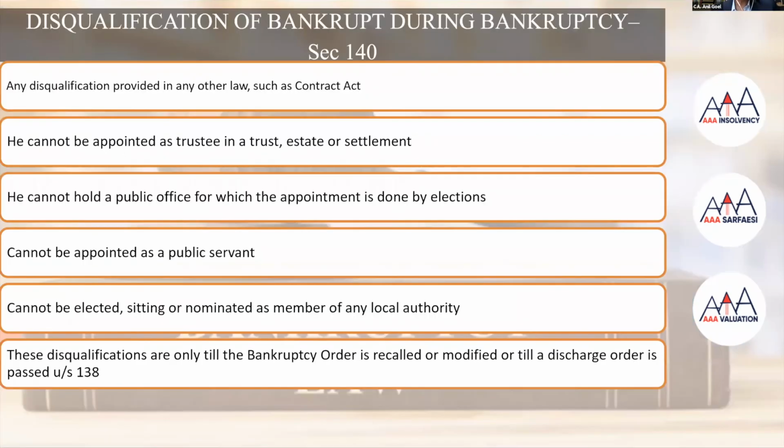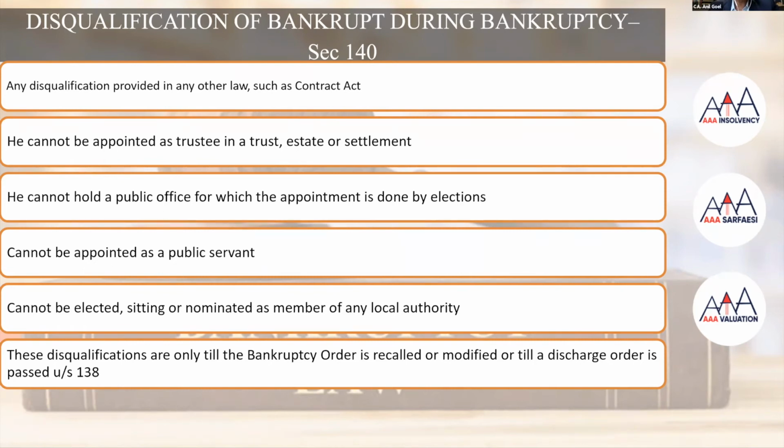These are some of the disqualifications which the bankrupt must face. Once the bankruptcy starts, because this insolvency resolution process has to be followed by the bankruptcy process, the bankrupt would be disqualified.